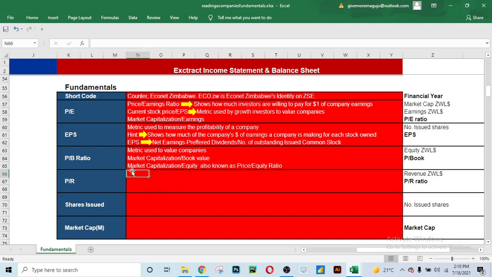Okay, now let's look at the price to revenue, right? So price to revenue, we use price to revenue to value companies that are not profitable. Okay, let's say it's a company that is in the high growth phase, or it's a company that has just been listed on the stock exchange. You know, there's been an IPO, initial public offering, and that company has just got listed on the stock exchange.